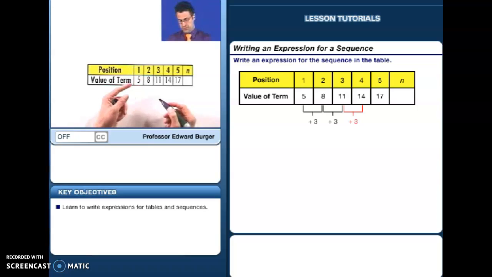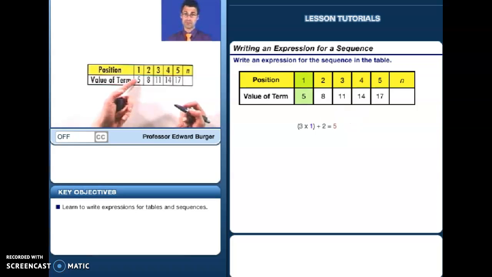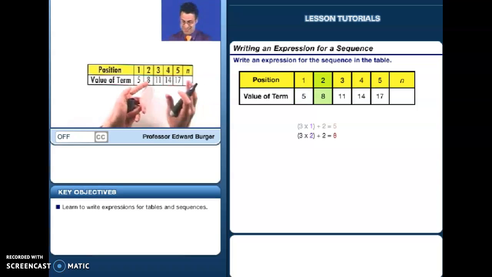Now, what if I just took 3 and multiplied that by the position? That would give me 3 times 1. Well, that's just 3. To get to 5, I'd have to add 2. But what if I tried that here? What if I took the 2, multiplied it by that 3, that gives me a 6. How do I get to 8? I add 2. No, wait, this can't be happening.